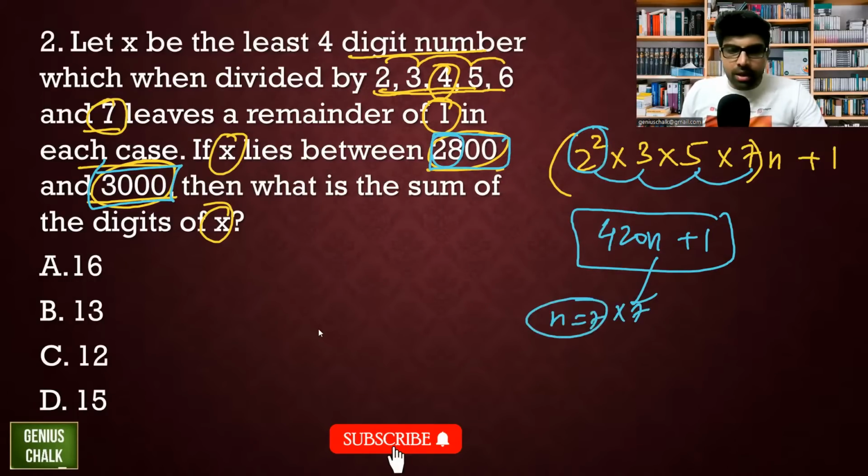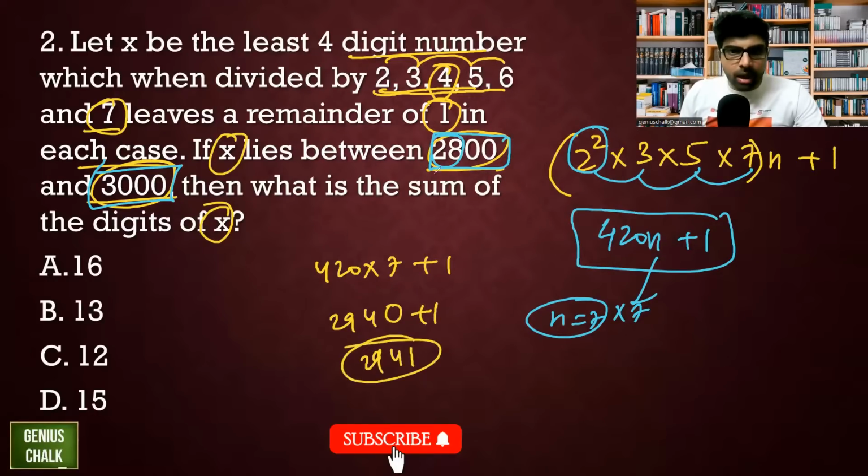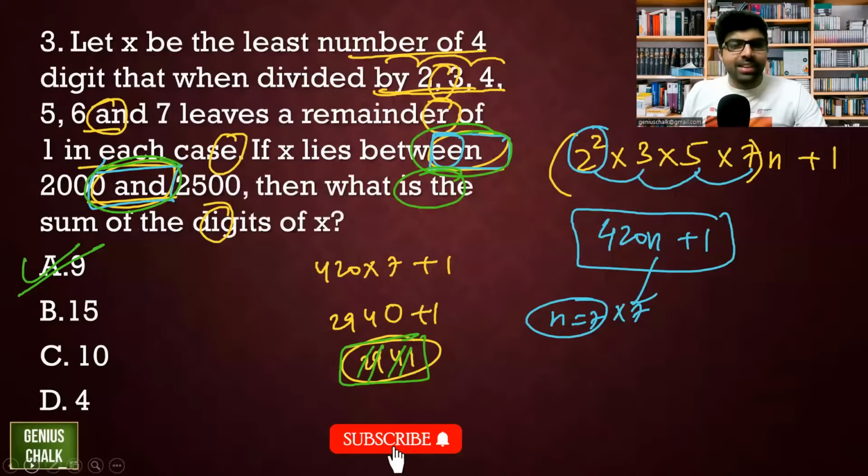If I put n as 7, I'll be getting 420 into 7 plus 1. And this becomes 7 2s are 14, it is 2940 plus 1, that is 2941. This is the number, and you can see very clearly that this number is coming in this range. What is the range? 2800 to 3000. So what is asked? The sum of the digits. So the sum of the digits is 9 plus 2 is 11, 11 plus 4 is 15, plus 1 is 16. So my answer is going to be option A, right?